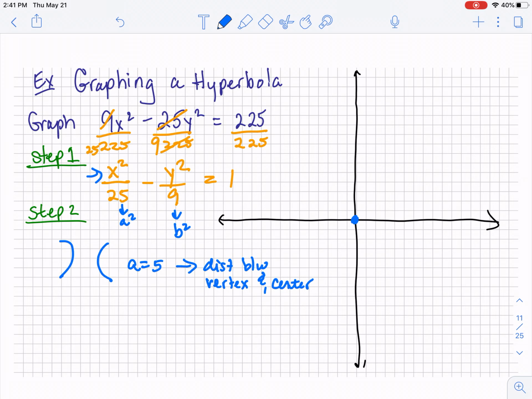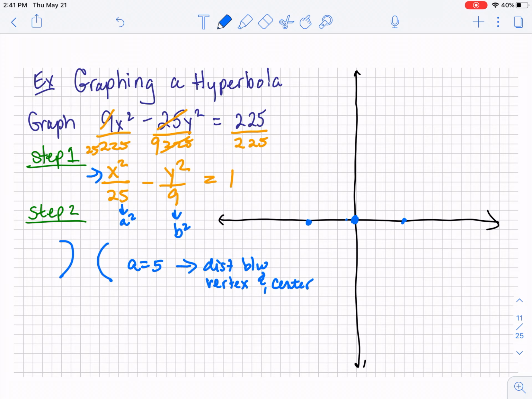So for a, my distance from the vertex is going to be 1, 2, 3, 4, 5 to the right, and 1, 2, 3, 4, 5 to the left. How do you know I go left and right? Well, because it's under the x. And also, I know it's going to open left and right, okay?